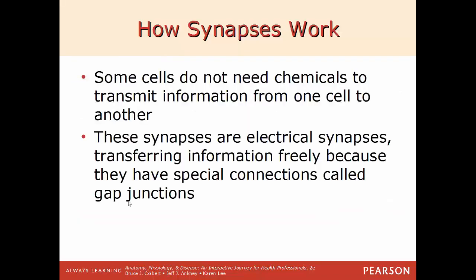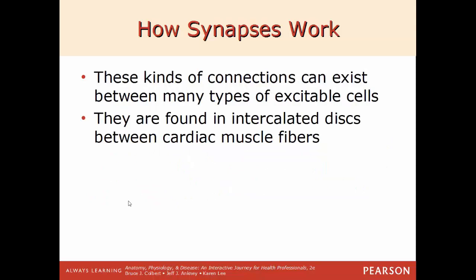All right, now some cells do not need chemicals to transmit information from one cell to another. These are called electrical synapses because they transfer information freely through special connections called gap junctions. These kinds of connections can exist between two types of excitable cells. A good example of this is the muscle fibers in cardiac muscle. These are found within the intercalated discs of the cardiac tissue.